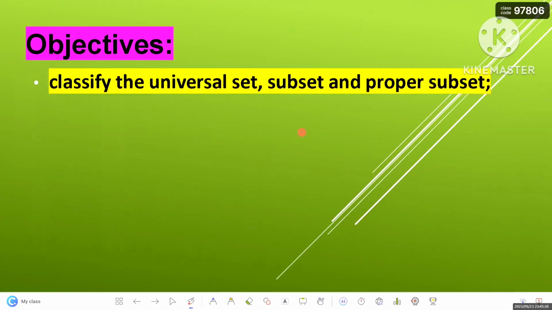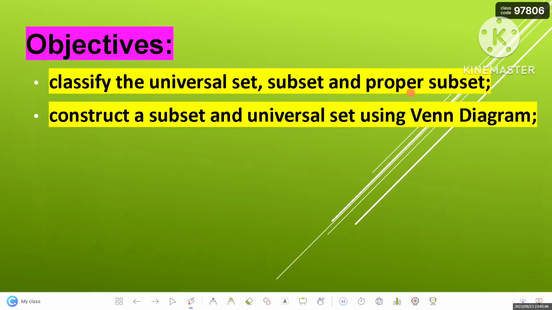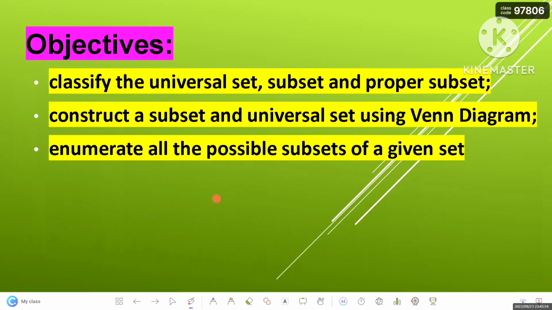The objectives. Number 1, classify the universal set, subset, and proper subset. Number 2, construct a subset and universal set using Venn diagram. And last, enumerate all the possible subsets of a given set.